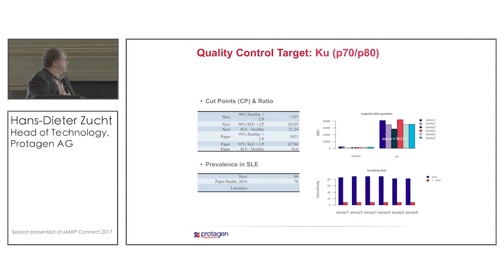Okay, so the quality control should be that you are able to identify your patients, and this is one example. The antigen, okay, I have set a cut point here, and in my positive cohort, I find, for example, a frequency of 80%. So I skipped it to next.